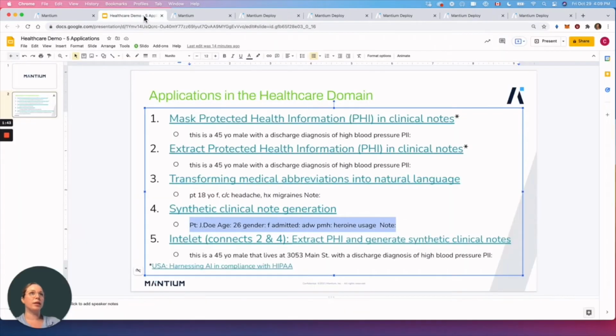And now let's look at our last application. Again, this is connecting application 2, so extracting PHI, to this synthetic clinical note generation. And we do this through what we call an intelet.